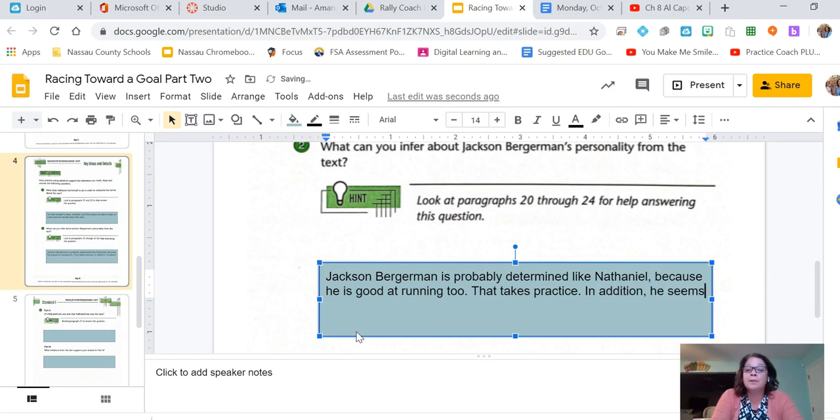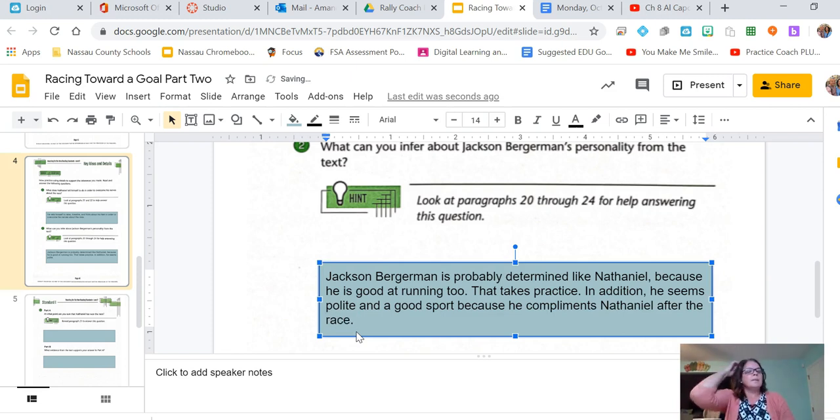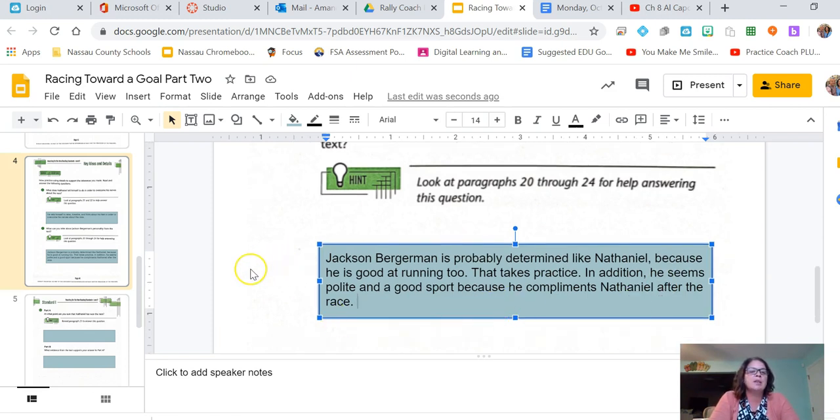again, I'm just making an inference. I'm using the word seems. He seems polite and a good sport because he compliments Nathaniel. So I am making an inference, and so I'm using the words probably and seems because I'm taking what I learned from the story and what I think and know. If you need to pause this, go ahead so that you can type your answer.